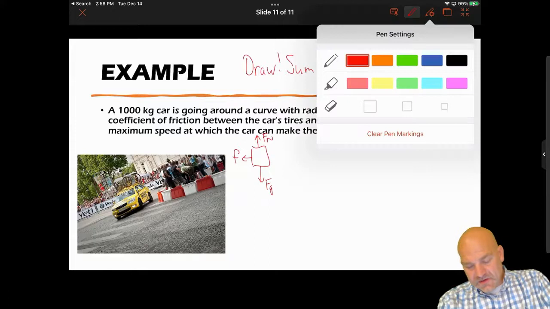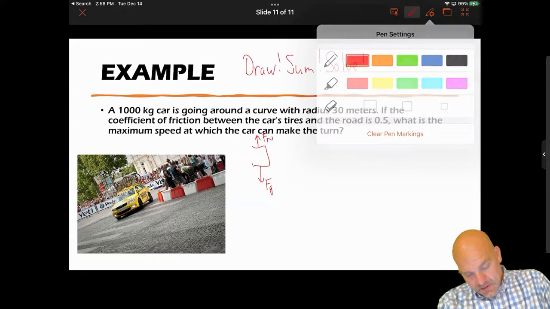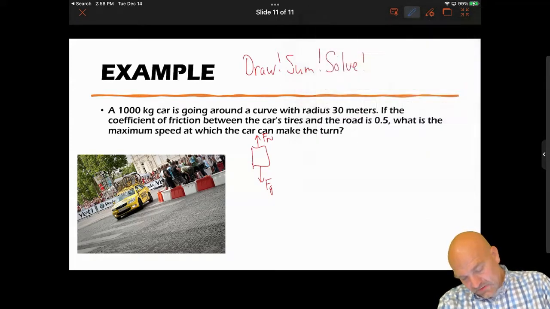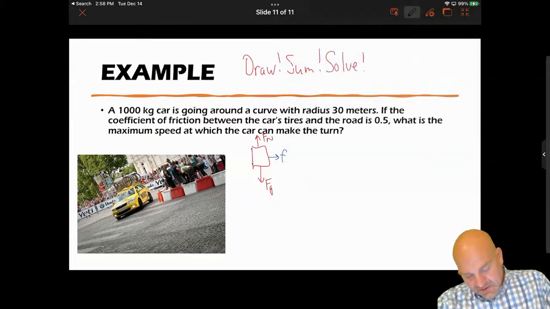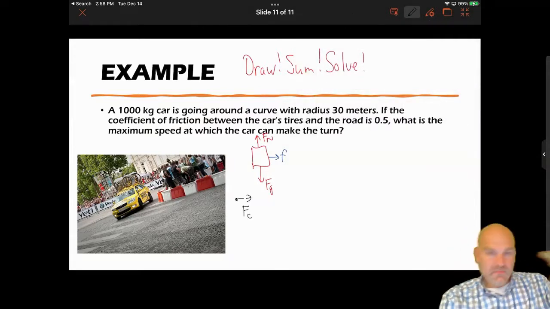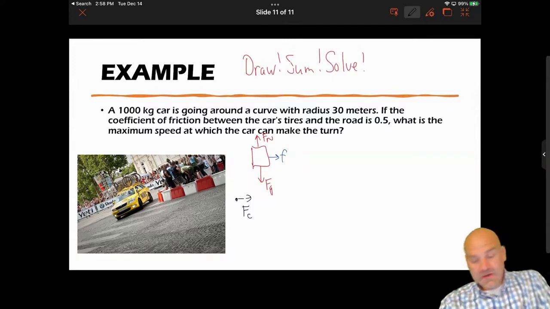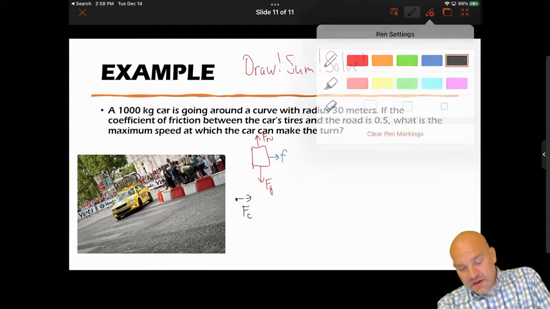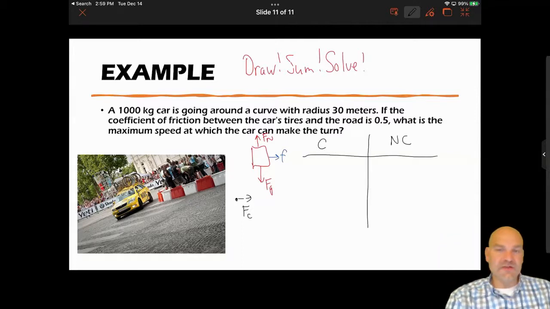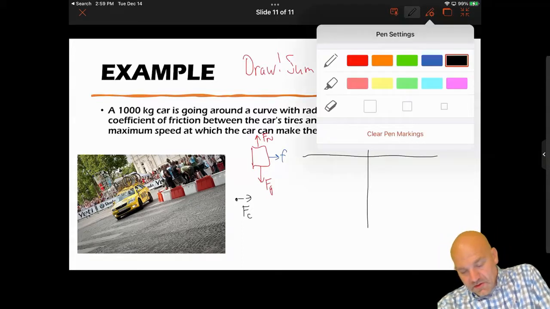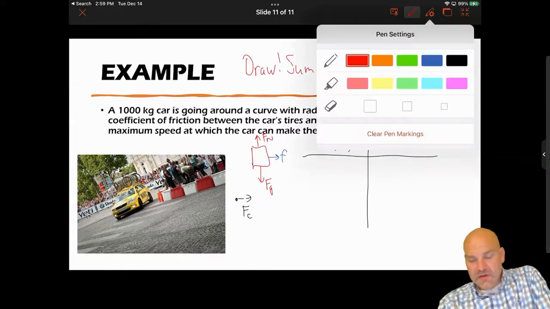In fact, we can put it to where it's pointing. I'll do it in a different color. Into the circle, right? And again, it doesn't matter, but remember, Fc points into the circle, because it's a center-seeking force, okay? So now is where I would do my circular direction and non-circular direction. So this would be the equivalent of X and Y from unit 2, okay?